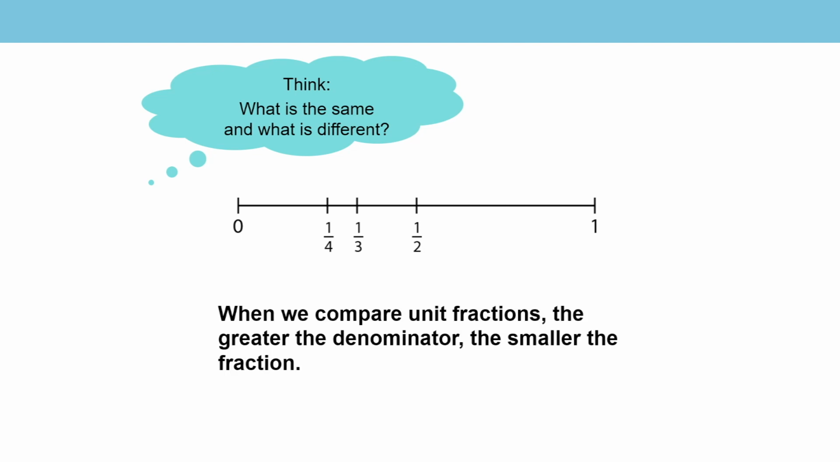We go back to our generalisation now, because when we are comparing unit fractions, the greater the denominator, the smaller the fraction. 1/4 is the smallest fraction that we have in front of us. 1/2 is the largest fraction. The one with the largest denominator is closer to 0 because it is the smallest fraction.